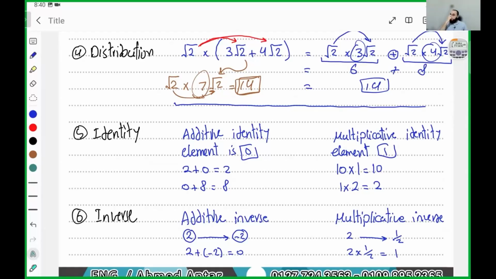You got it? Okay. But with the multiplicative inverse, you are flipping the number. The numerator becomes the denominator and the denominator becomes the numerator, because the 2 was 2 over 1. Then the multiplicative inverse of 2 is going to be 1 over 2. So 2 times 1 over 2 equals 1.